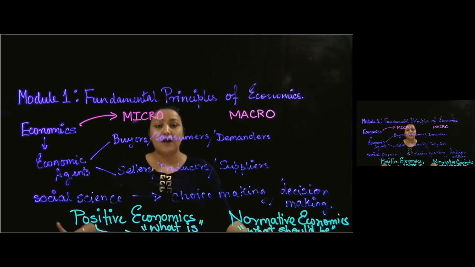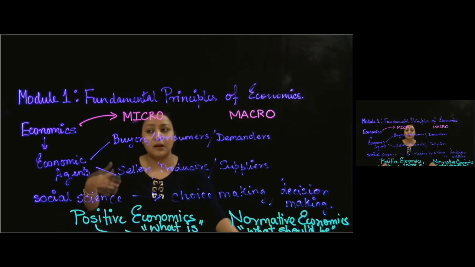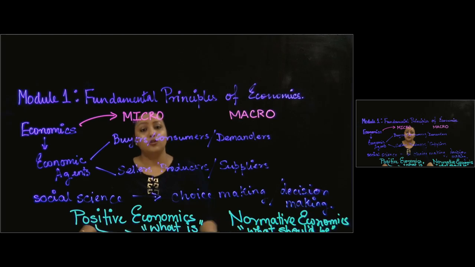Now with this we have come to an end with the subject matter of economics and the branches of economics. Next we are going to move on to the first set of principles of economics. Once again, those principles are irrespective of micro or macro. Those are the fundamental principles. They form the bedrock of micro and macroeconomics. And we will start with the principles of choice.